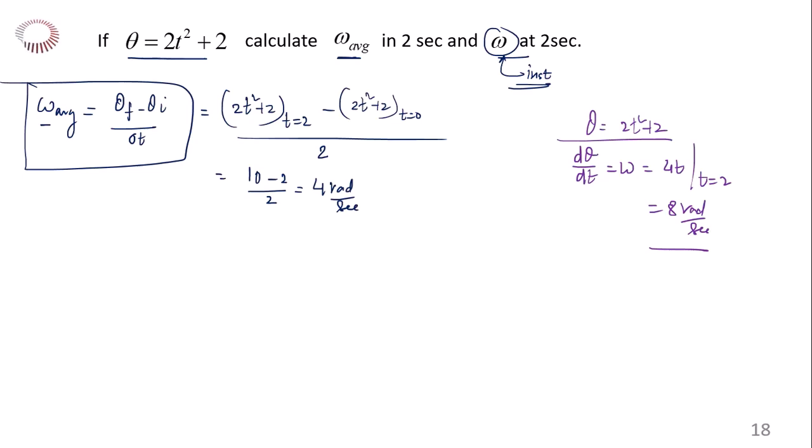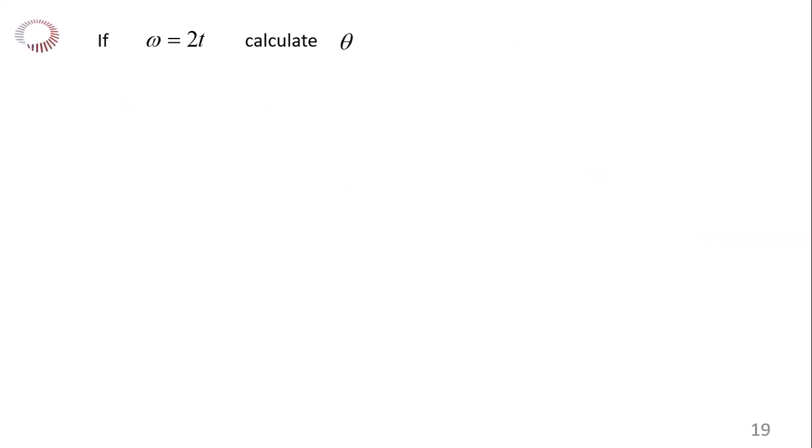Okay. That number is the instantaneous. Now, another type of example: omega is given as 2t, and you are asked to calculate theta. What is omega? Omega is basically d theta by dt. d theta by dt equals 2t. So you can write d theta equals 2t dt.